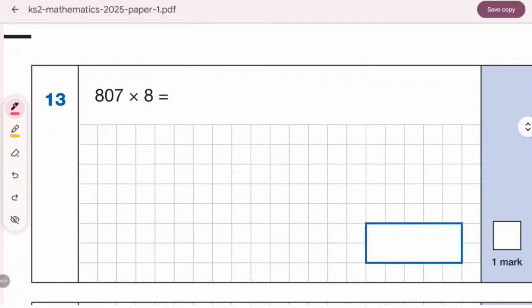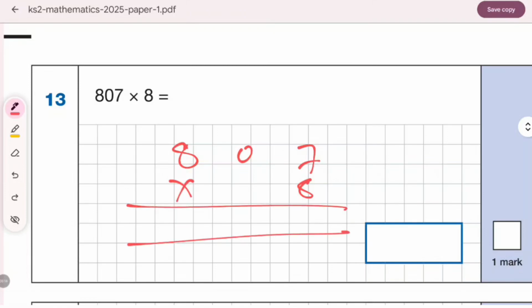Now in the next question, we just need to multiply 807 by 8. So again, we will use the column method. So 7 times 8 we will get 56. We have the carry. Now 8 times 0 we will get 0 and the carry was 5. So it will now become 5. So 8 times 8 we will get 64.